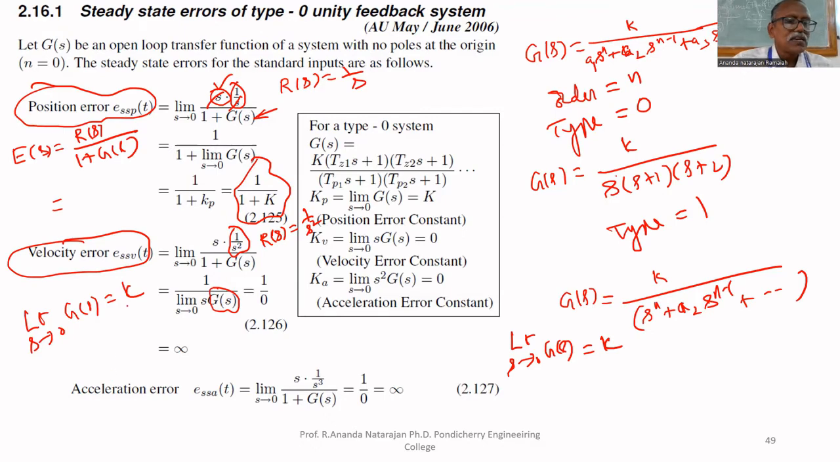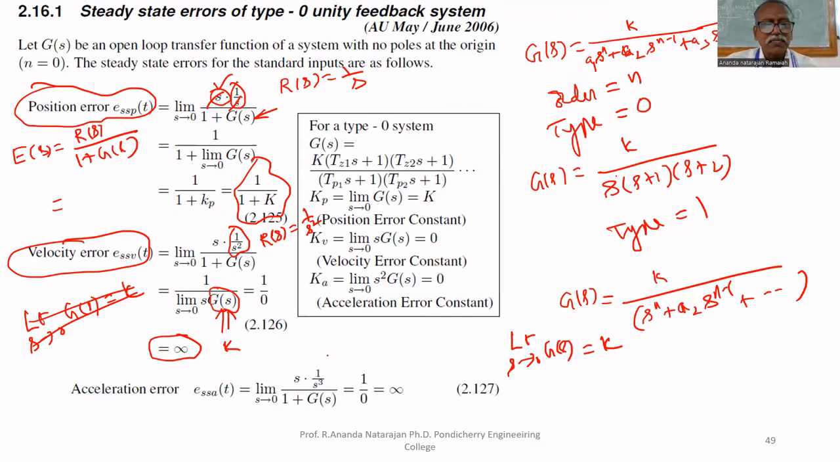As s tends to 0, g of s for a type 0 system, you will get k. Therefore, this is equal to k multiplied by s. If you let s tends to 0, you will get 0. 1 upon 0 you will get. Therefore, steady state error is infinity.